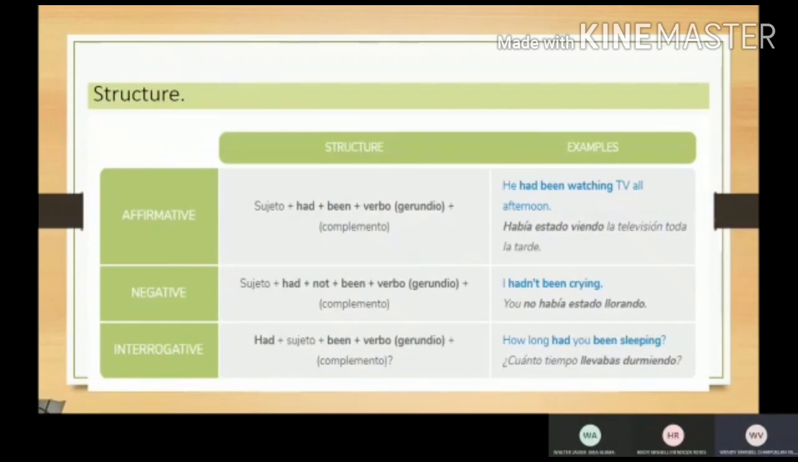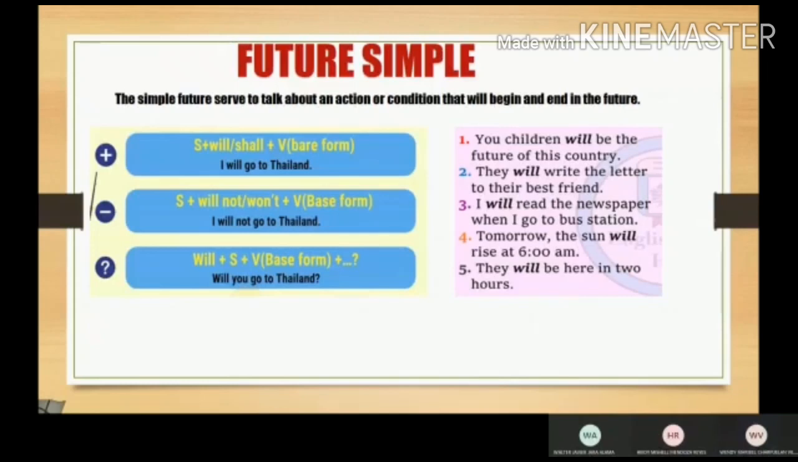Future simple. The simple future is used to tell about an action or condition that will begin and end in the future. The affirmative: subject plus will or shall plus verb in base form. In negative: subject plus will not plus verb in base form. In question: will plus subject plus verb in base form plus question mark.